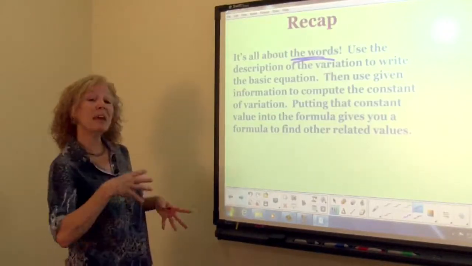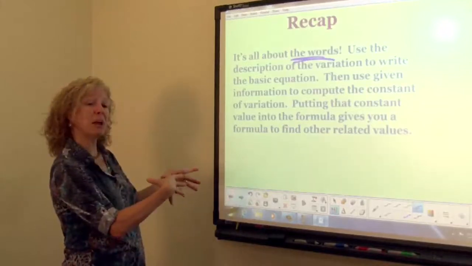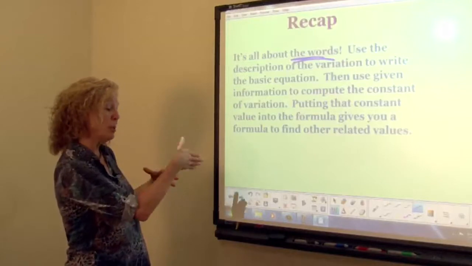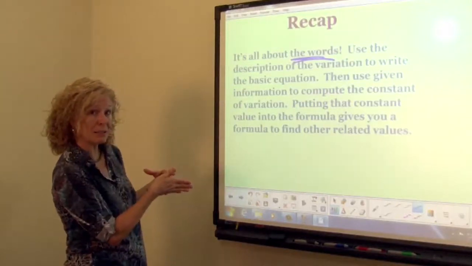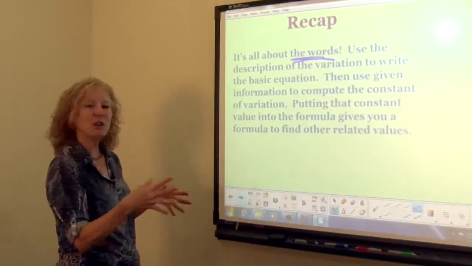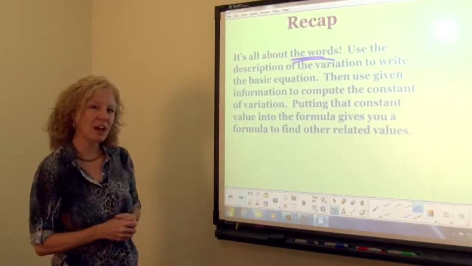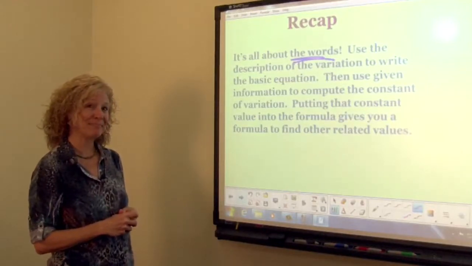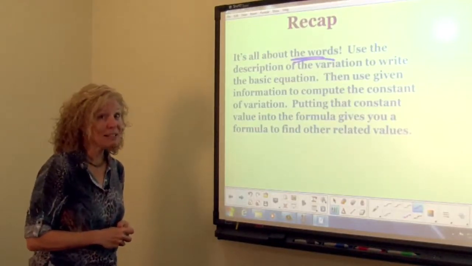Okay? Then you can use some of the given information to plug in to the equation, and as long as you can plug in for every variable except the constant, you can find that constant. Now that you have the constant, you can go out and find other values for that particular problem. Okay? Well, practice, practice, practice.